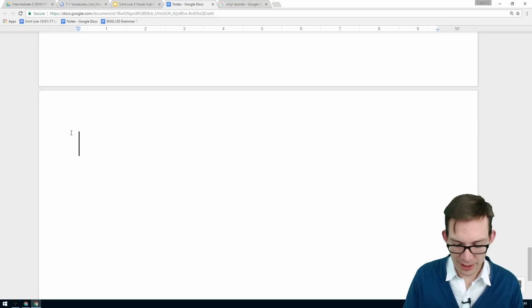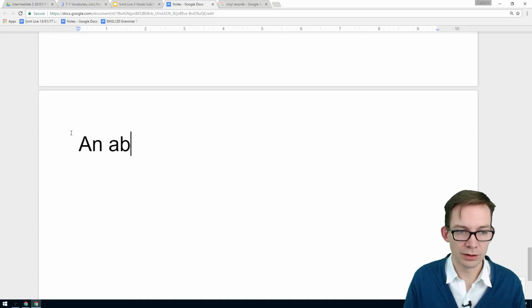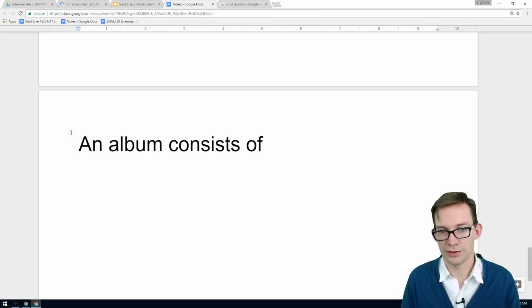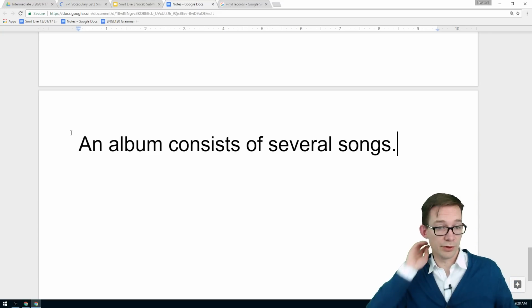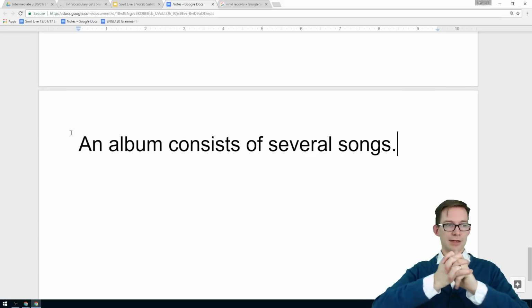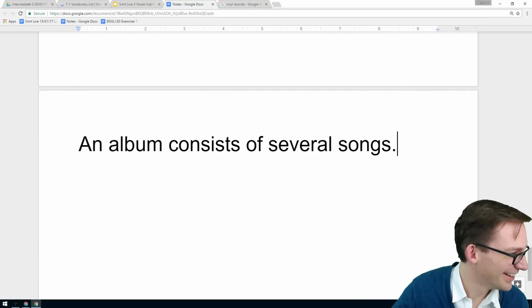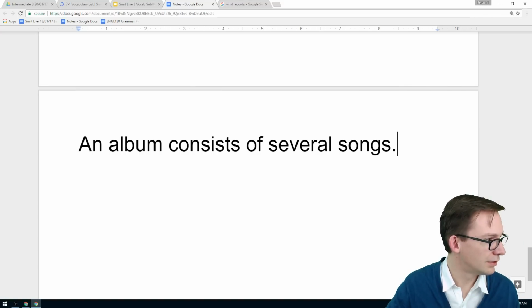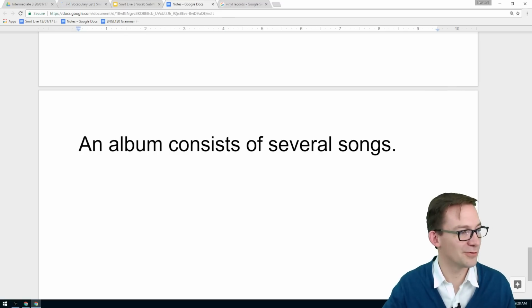So, I'm going to take his example and change it a little bit, but say an album consists of several songs, for example. So an album, many songs together, that's an album. So that's what an album consists of. That's right, the Beatles consisted of 4 musicians. Good one. The alphabet consists of 26 letters.